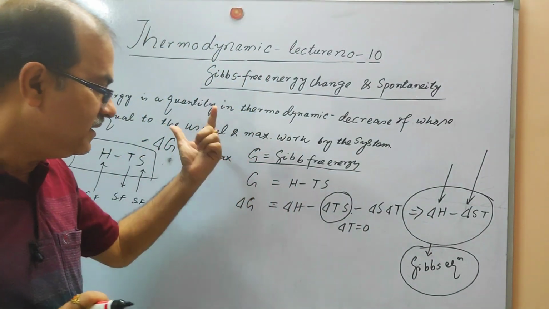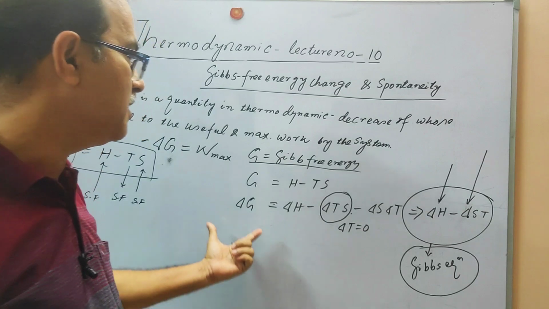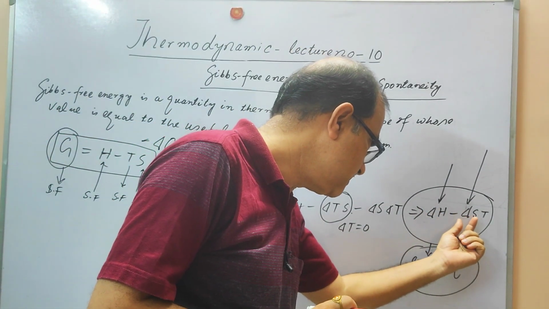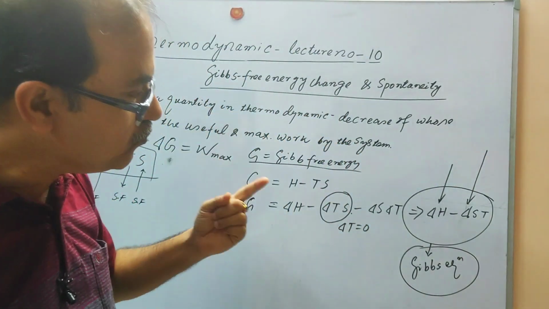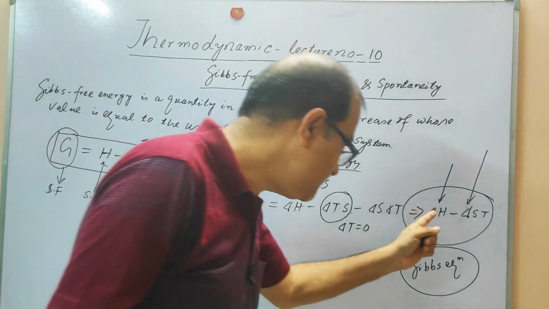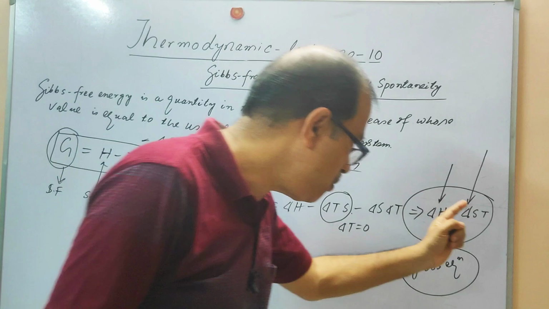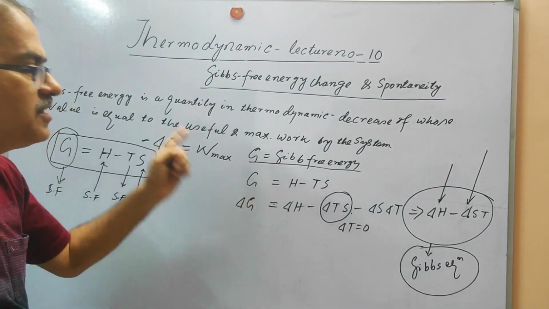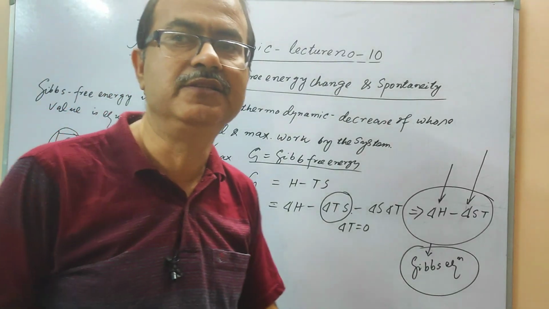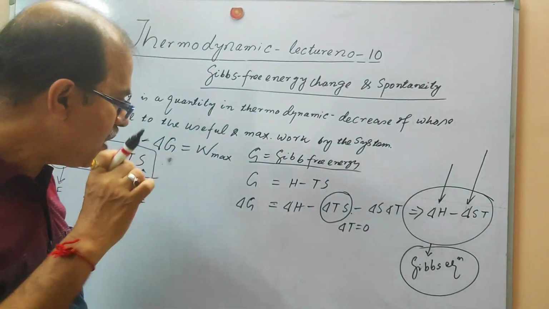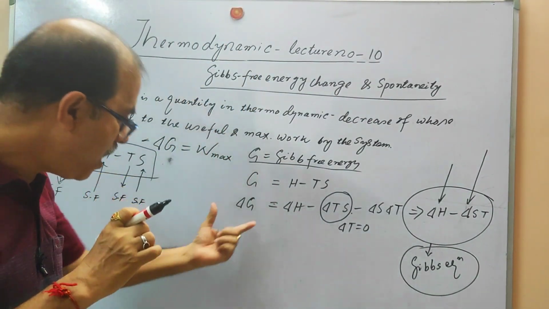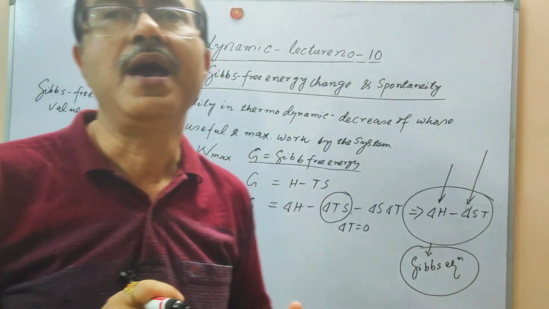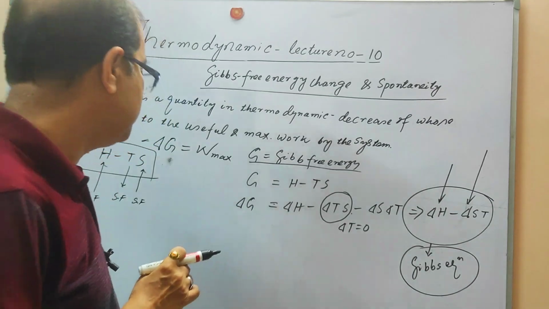So we understand that delta G, the Gibbs free energy change, is equal to delta H minus T delta S. This is an energy term and this is also an energy term, so naturally the dimension of delta G will also be that of energy. Now we understand one basic thing: how delta G is going to tell us about the spontaneity of these reactions.